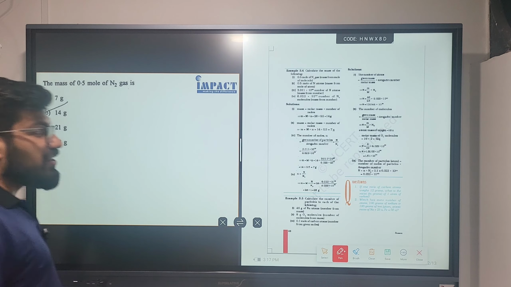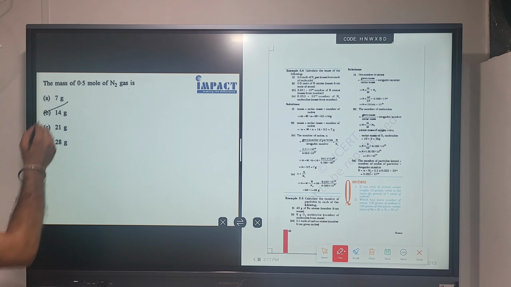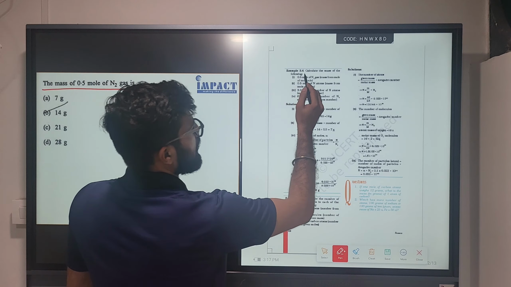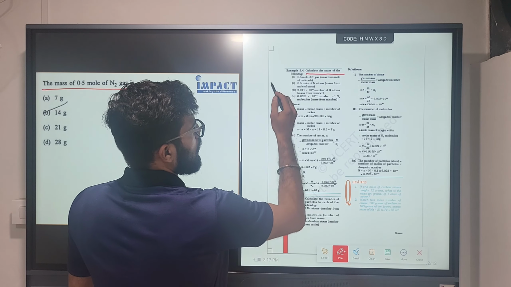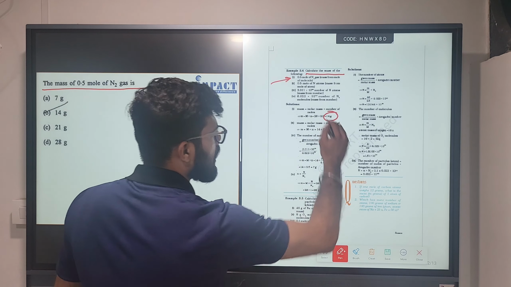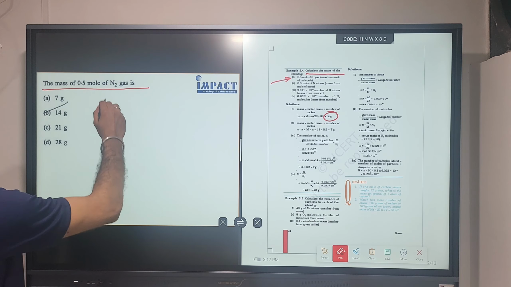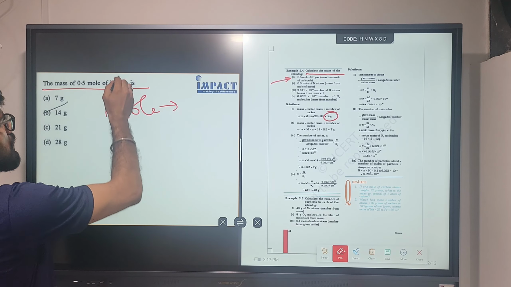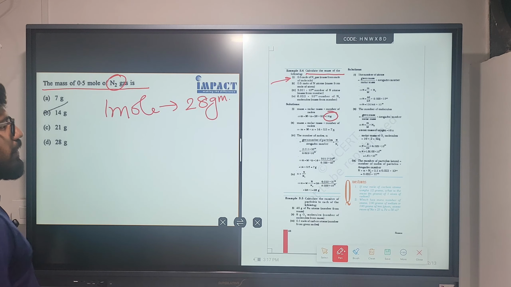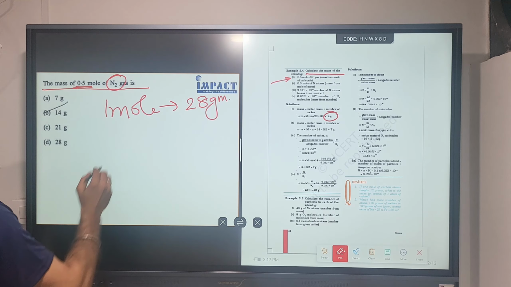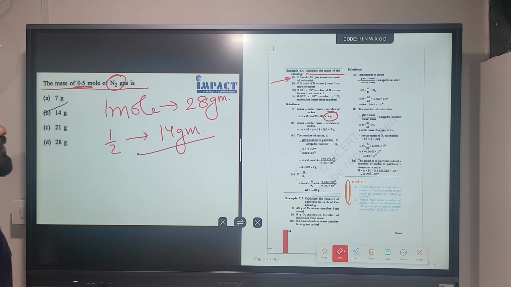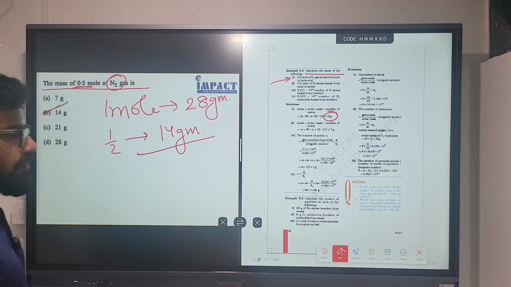Now, a question which intrigued me from the NDA exam: the mass of 0.5 mole of N2 gas is. Here, read this question. Calculate the mass of the following: 0.5 mole of N2, and you get the answer 14 gram if you solve it out. 1 mole is the mass of the gas, which is 28 gram. Nitrogen is 14 and 2 nitrogen would be 28. They have asked for half a mole, so half of this would be 14 grams. There is no need to solve anything. You get the answer directly.